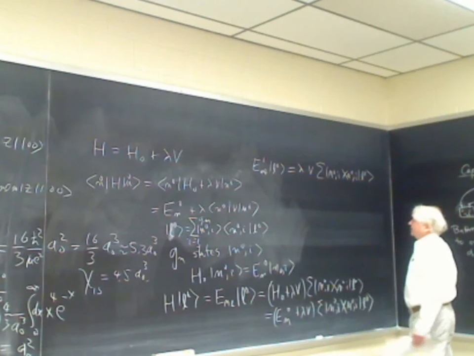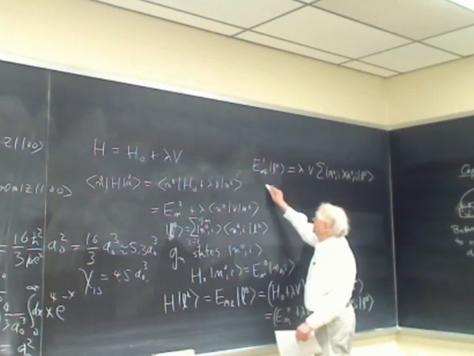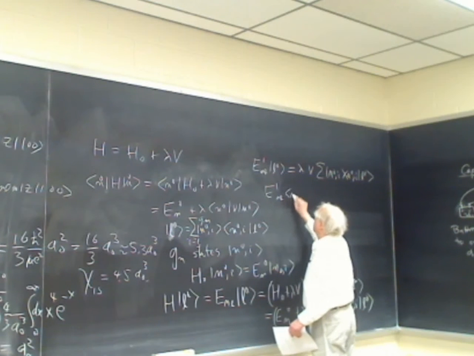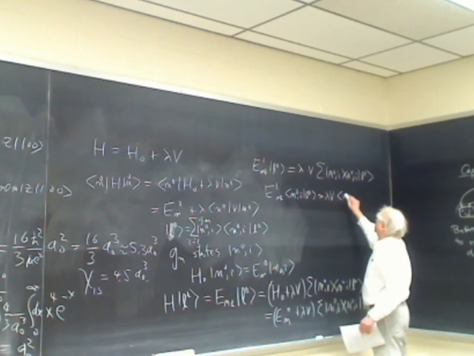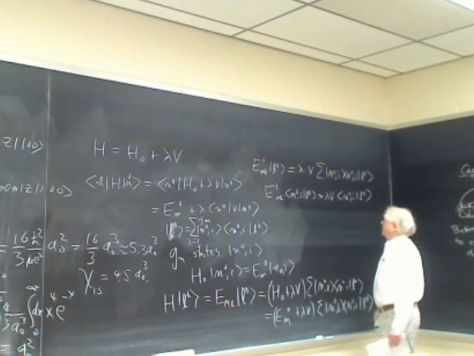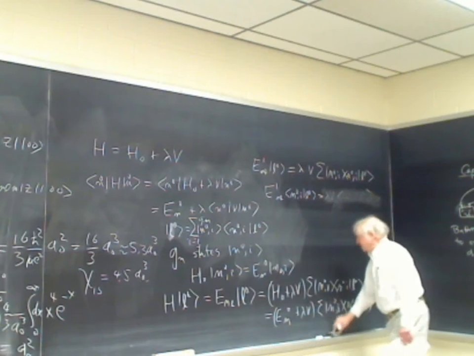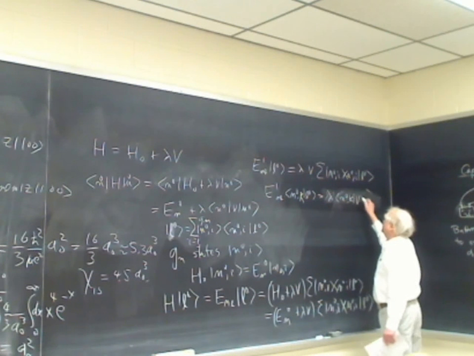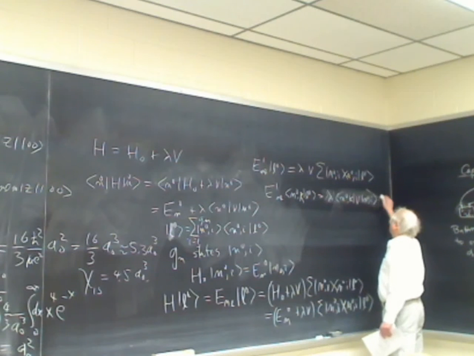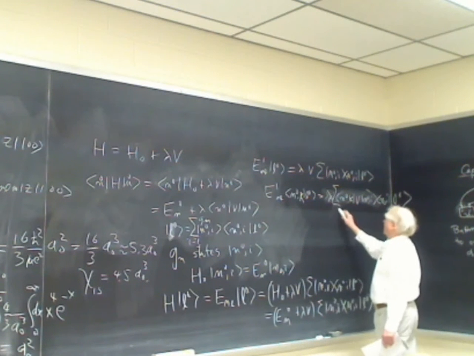And now taking the inner product from the left with respect to, say, <n0,k|, what we get is E1_nL times the coefficient equals lambda <n0,k|V|n0,i> times the coefficient. Whoops, that was a big mistake. This is obviously an operator, so this really is lambda times <n0,k|V|n0,i> times the coefficient. So it looks like that. And of course, we still have the sum over i.